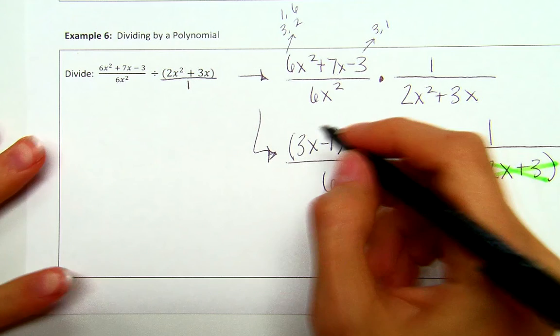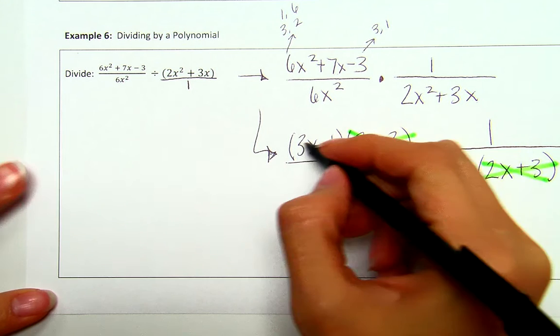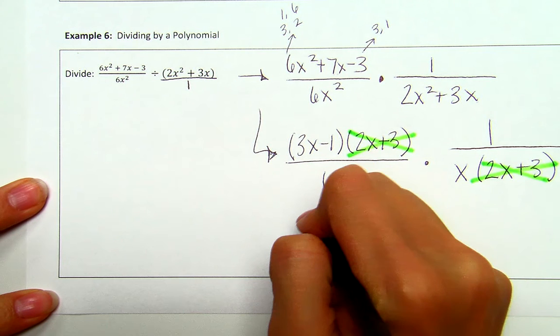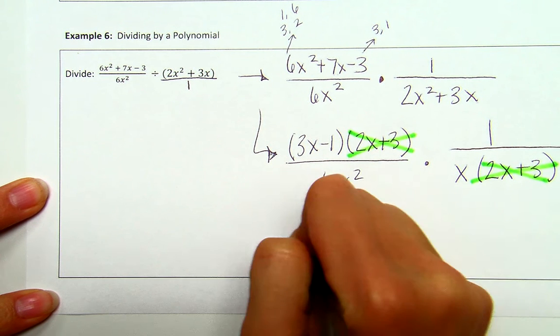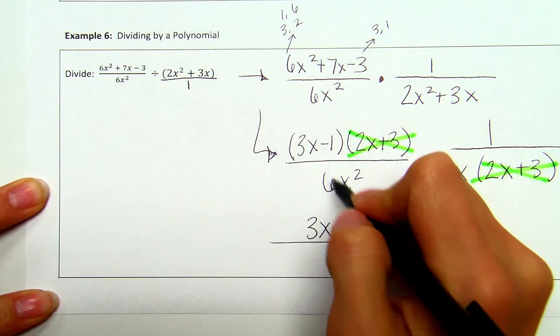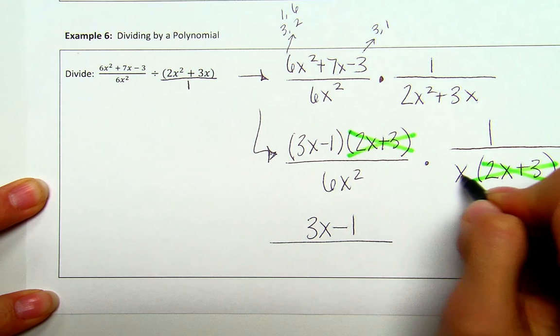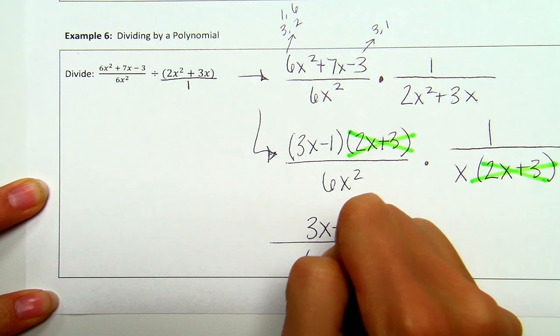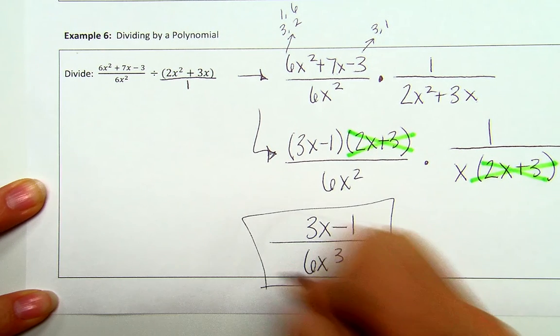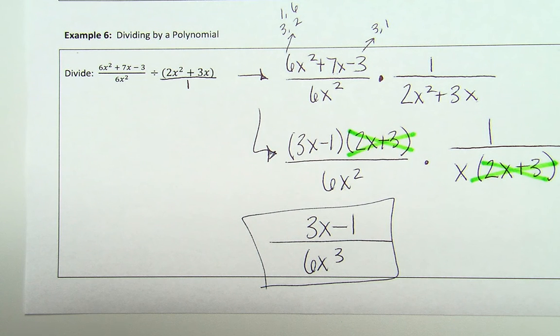So now I just attach them and multiply them straight through. So 3x minus 1 times 1 gives me 3x minus 1 is my final answer up top. And then the 6x squared times x gives me 6x cubed in my denominator. And that's my final answer for example 6.